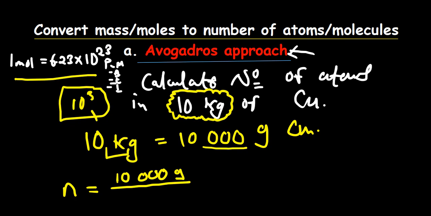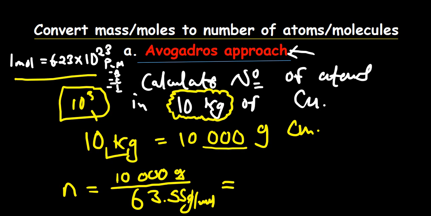Okay, so you just go on the periodic table and then you get the molar mass of copper. The molar mass of copper is about 63.55 grams per mole. When you divide, this gram and this gram are going to cancel, and you are going to remain with the mole.